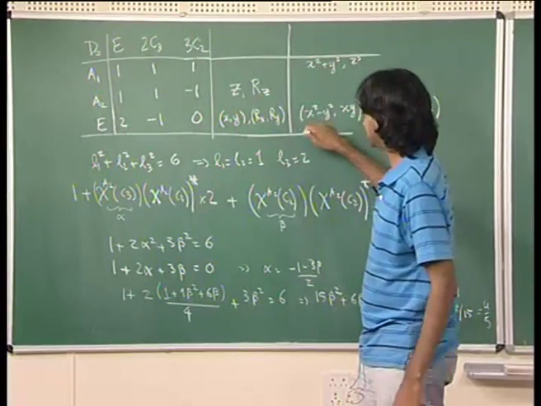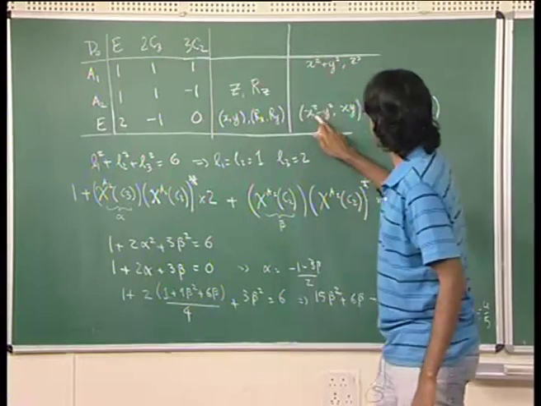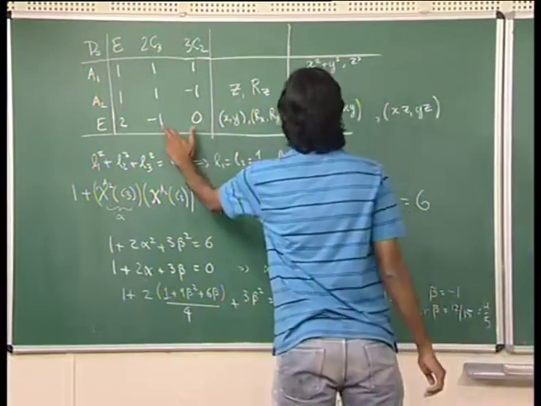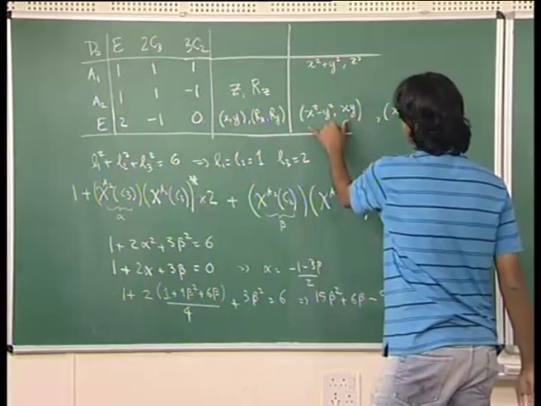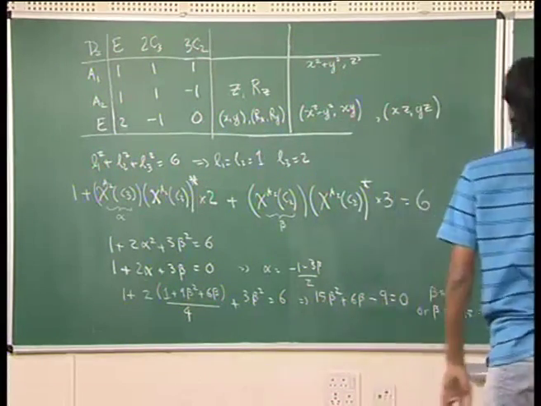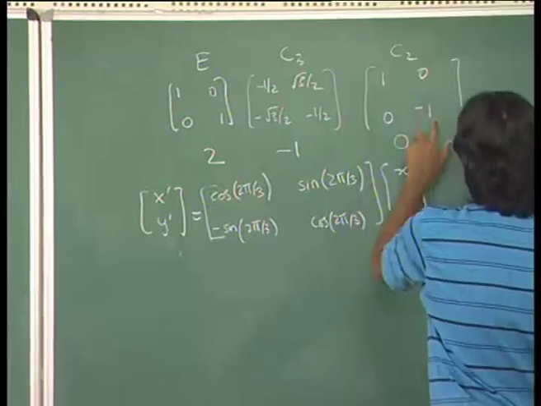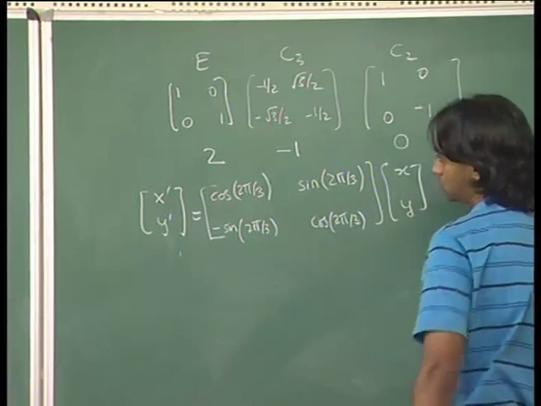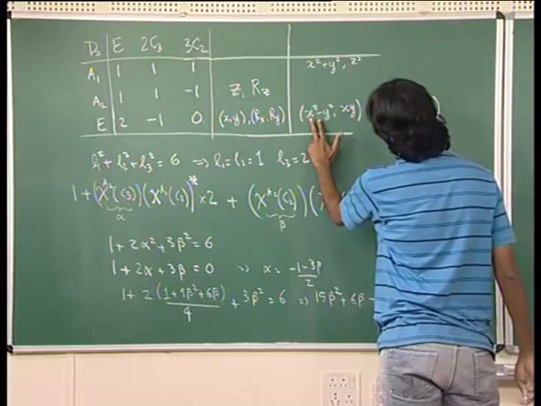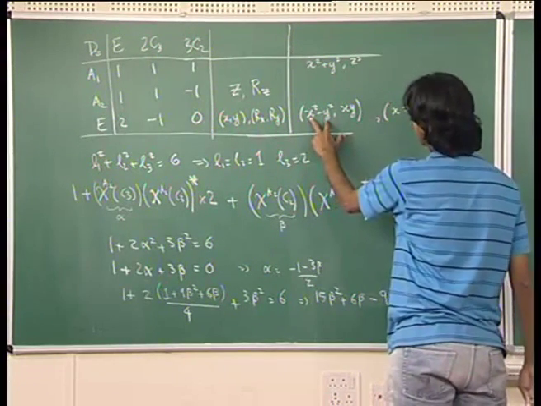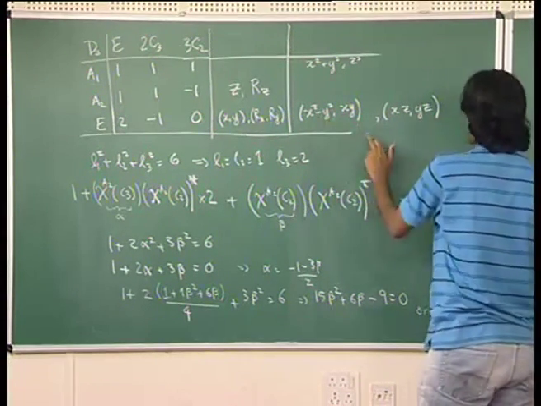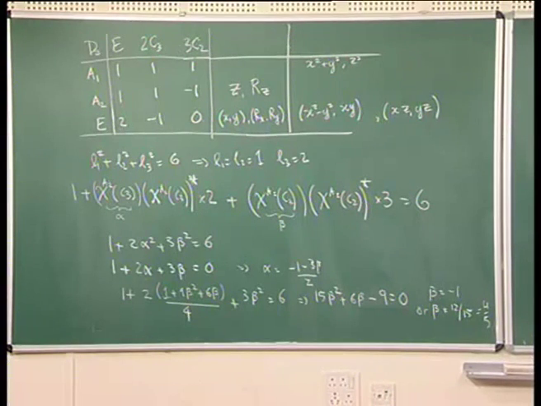What is the effect of C3 on x square minus y square and x y? You can show that will have character -1. Similarly, if you take C2, you can easily show C2 will preserve x and change y to minus y. So, then x square minus y square will be preserved, and x y will change sign. So, you have 1, minus 1. So, you will get 0.